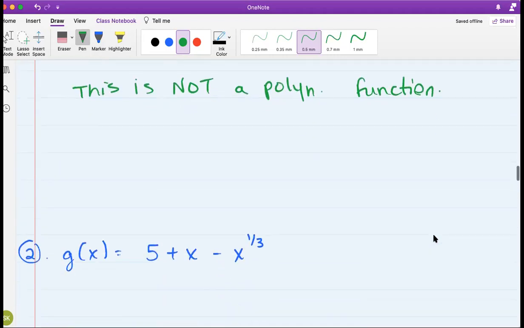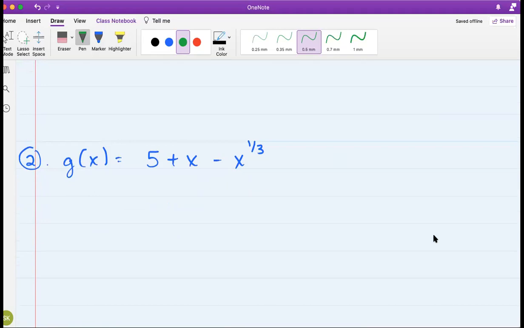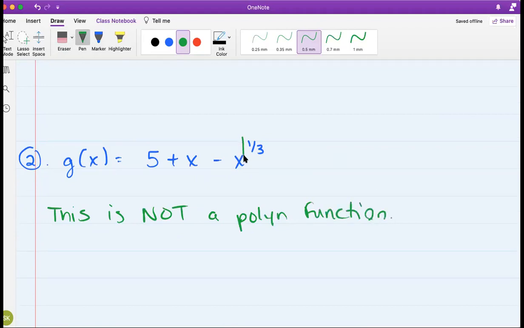Let's look at the next example. We have g of x is equal to 5 plus x minus x to the 1/3. This is not a polynomial function. Why is it not a polynomial function? For a similar reason as the other one, we have a problem with one of the powers. This power, although it's not negative, it is not an integer. This is a third, and an integer is a whole number, right? So that's not a polynomial function.